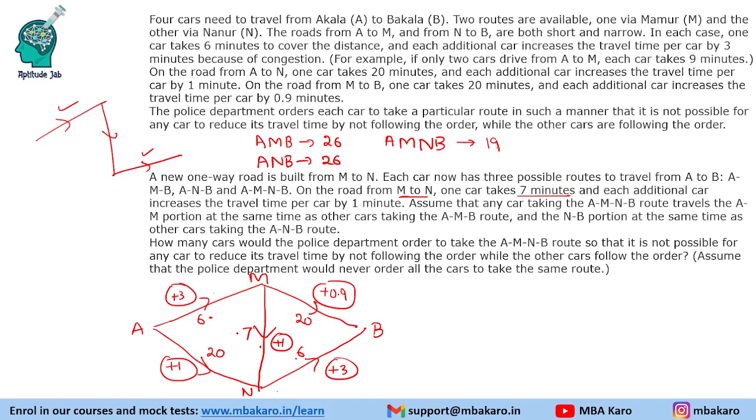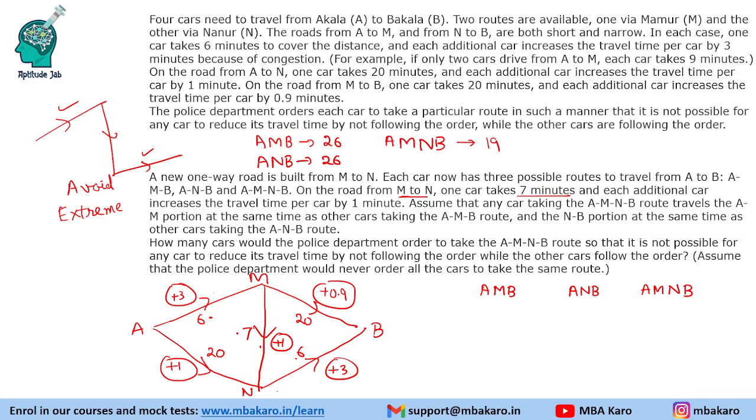Now we will make a table of how many cars will travel in A and B, how many cars will travel in A, M, B, and how many cars will travel in A, M, N, B. Now in the previous scenario also, we saw that extremes we need to avoid, because if we take the extreme cases, there will be congestion in one of the routes, and hence the cars will take extra time.